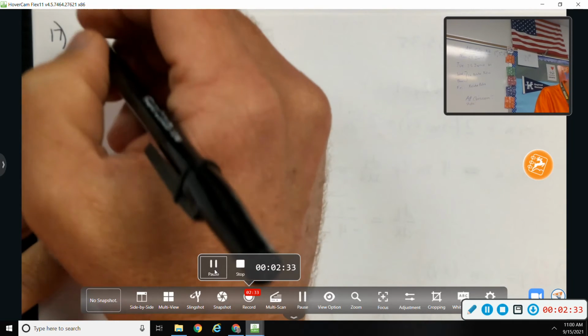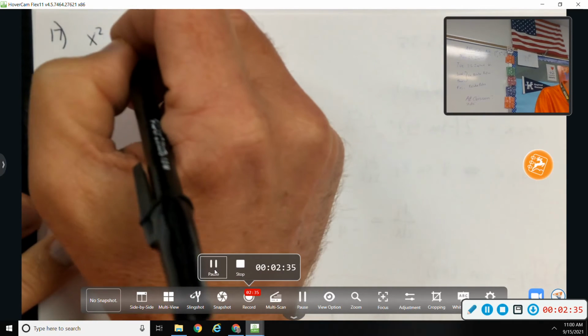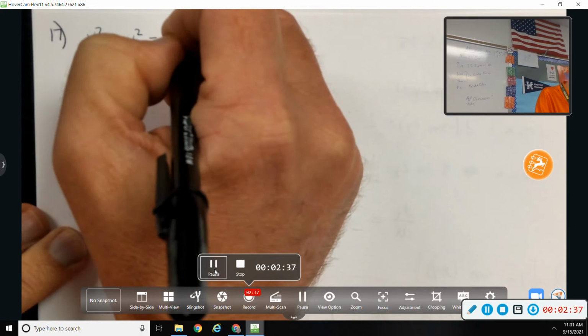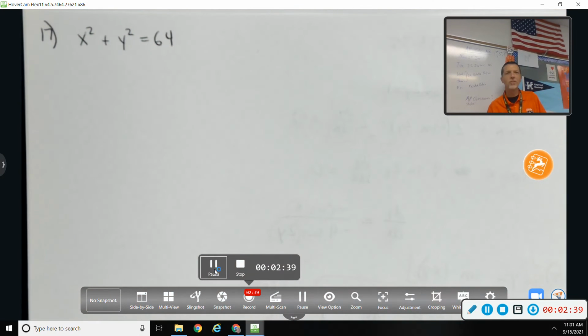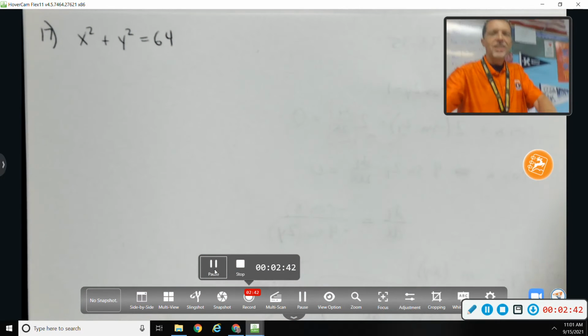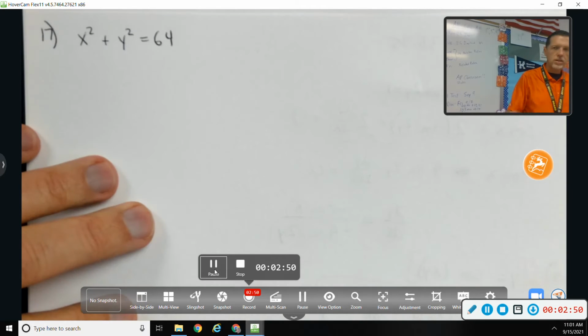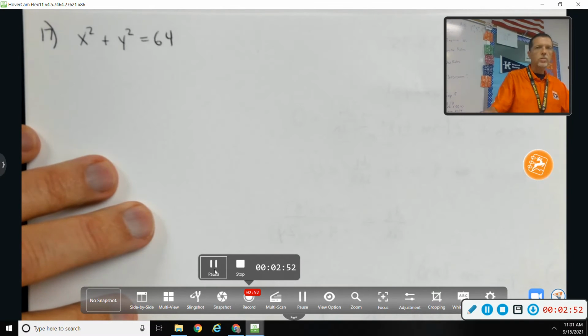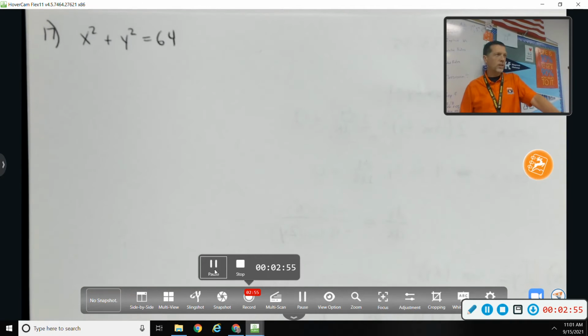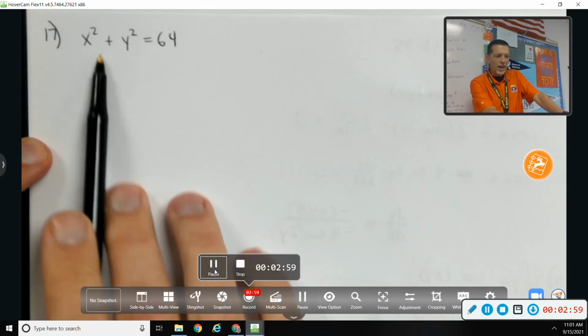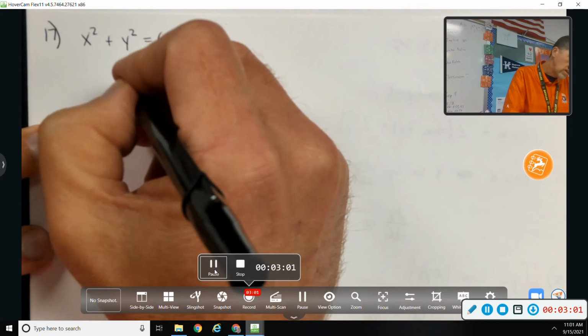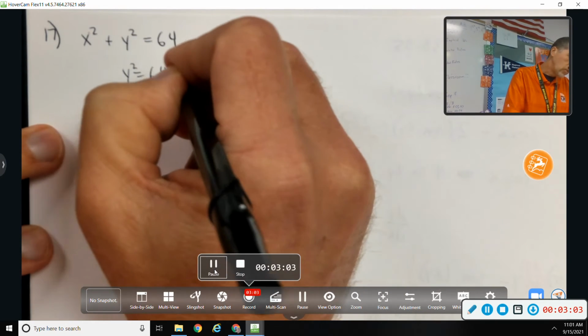Number 17. And 17, taking the derivative isn't bad. It's just the directions maybe are what's confusing on 17. Find 2 explicit functions by solving the equation for y in terms of x. Explicit. Okay? So when you solve for y, that's what gives you an explicit function. That's what it means to be explicit, as opposed to implicit, where it's not solved for y. So y squared equals 64 minus x squared.